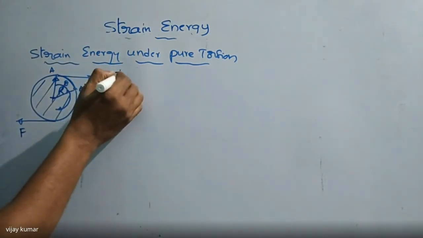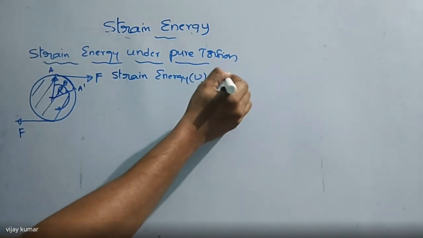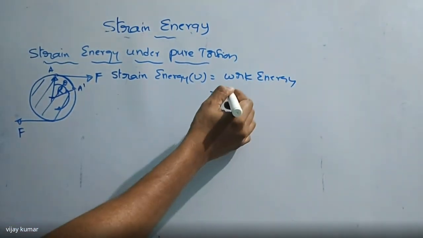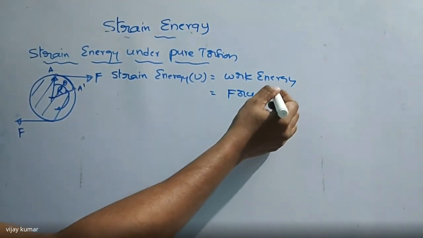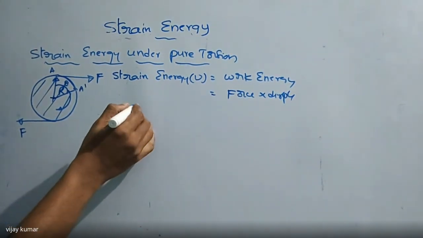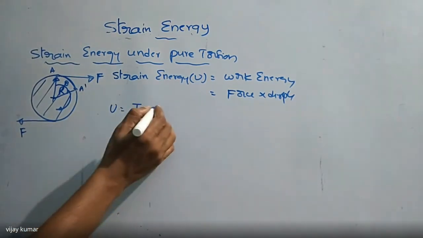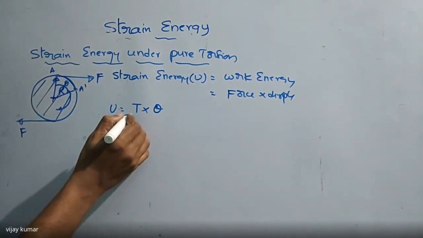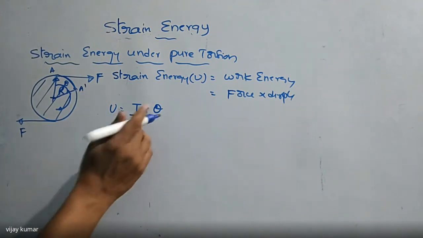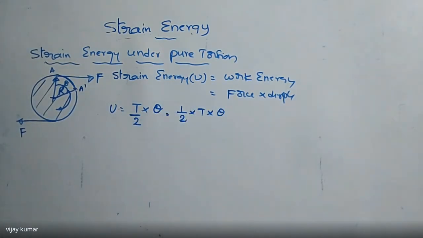So here strain energy U is equal to work energy. What is the formula for work energy? Work is nothing but force into displacement. Here the force is nothing but torque, which we apply on this material, and displacement is nothing but theta. But we are always taking the average torque here. So I'm writing half into T into theta.